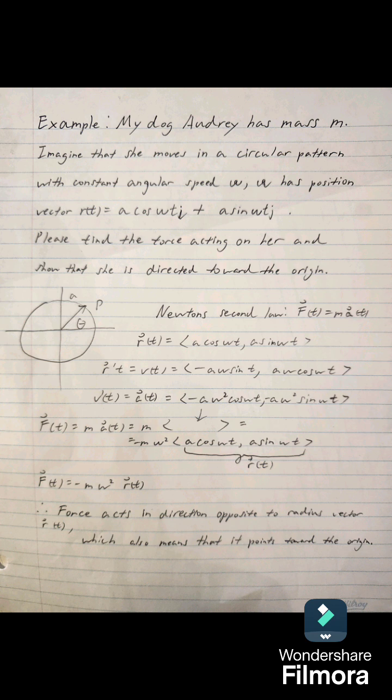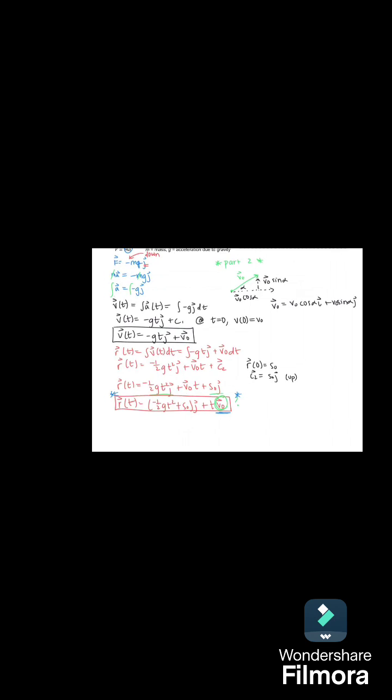So force at time t equals m a, and that also equals negative m omega squared times a cosine omega t and a sine omega t. And a cosine omega t and a sine omega t equals r(t). So altogether, force at time t equals negative m omega squared r(t). That means the force acts in the direction opposite to the radius vector r(t), which also means that it points toward the origin, because here it is negative.